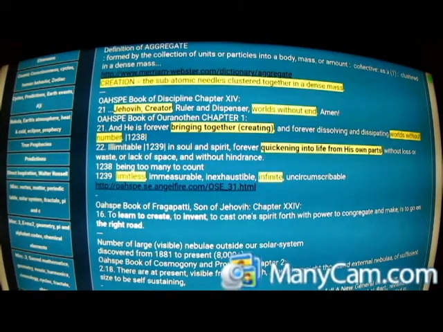Oahspe, Book of Discipline, chapter 14, verse 21. Jehovah, creator, ruler, and dispenser, worlds without end. Amen. Oahspe, Book of Aranathan, chapter 1, verse 21. And he is forever bringing together, creating, and forever dissolving and dissipating worlds without number.